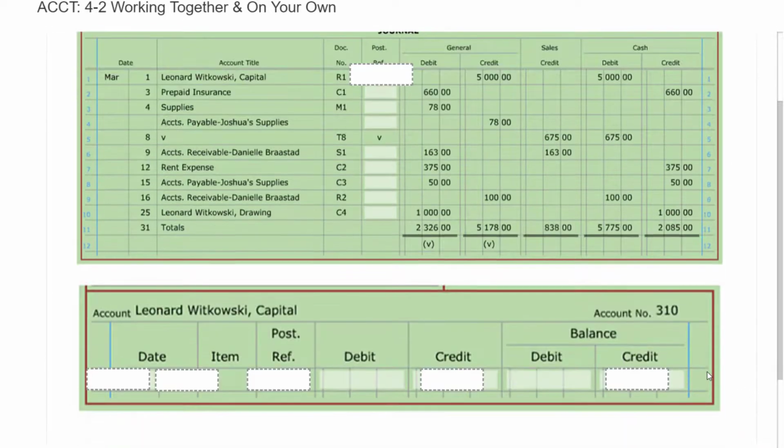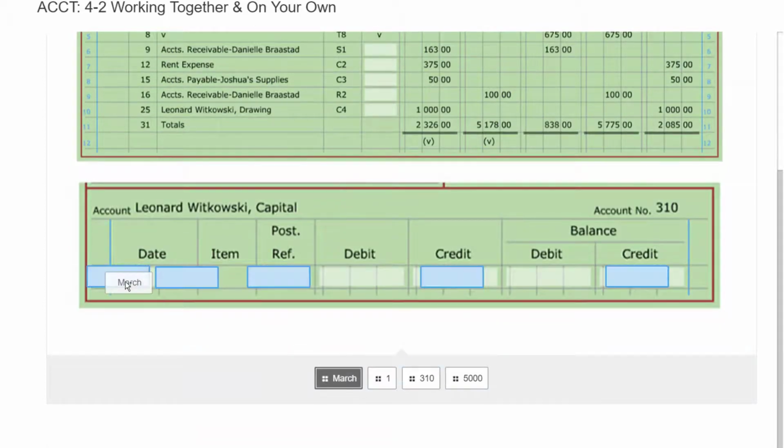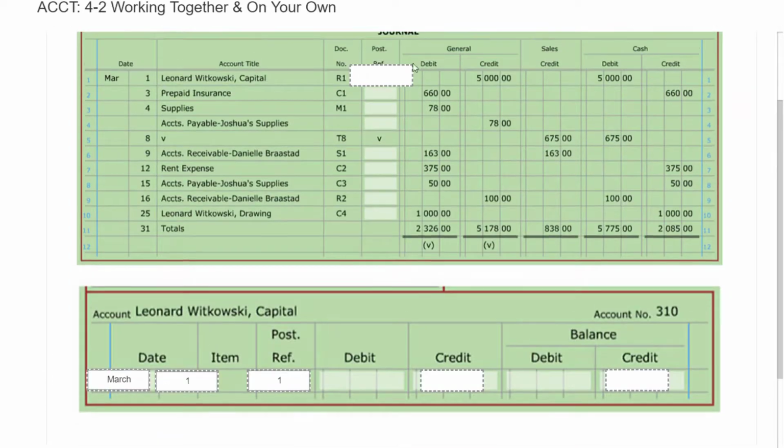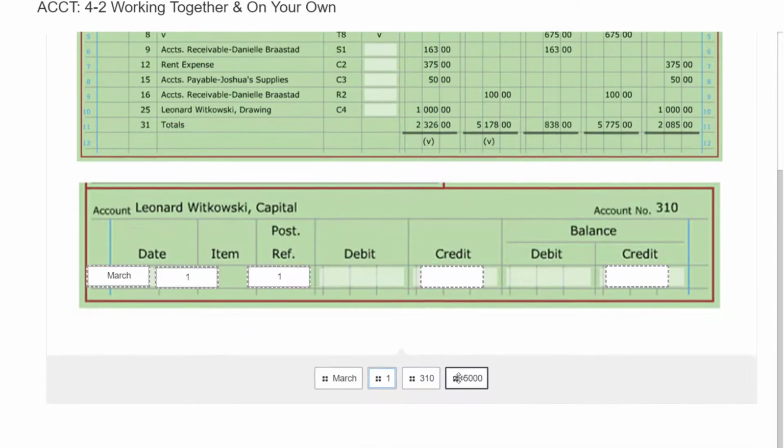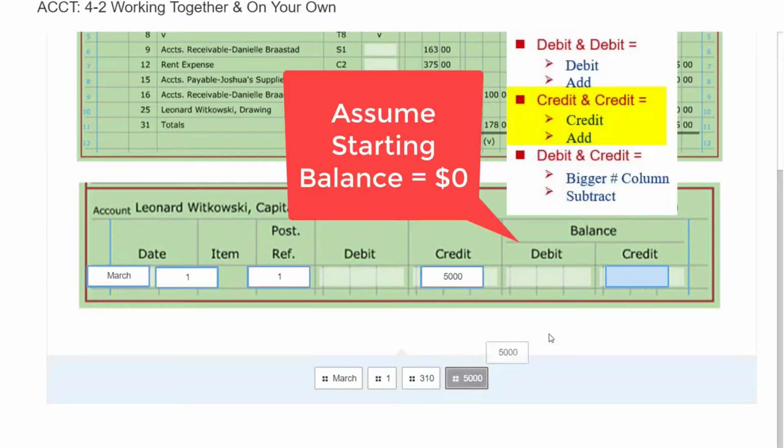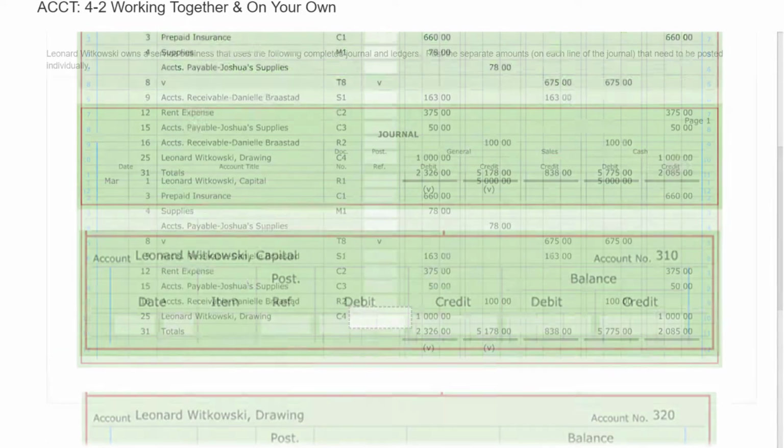I'm going to move on to capital. There's only one and it's on the 1st. So March 1st. This again is coming from page 1 of the journal. And it looks like it's a credit of 5,000. 0 plus 5,000 is 5,000.